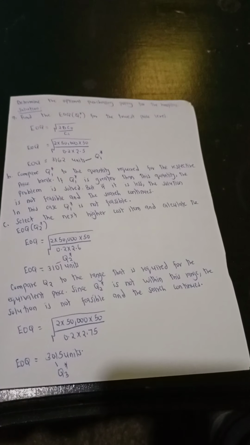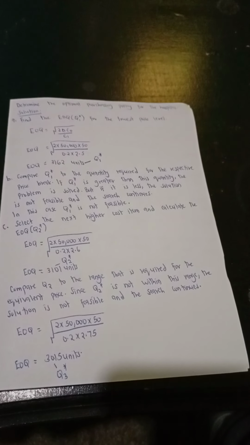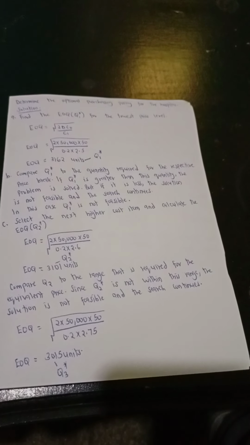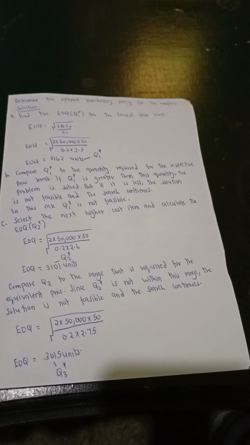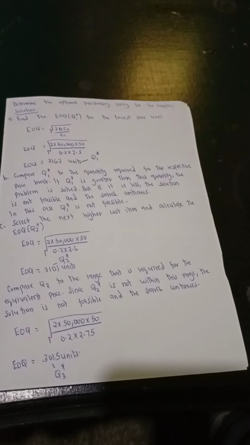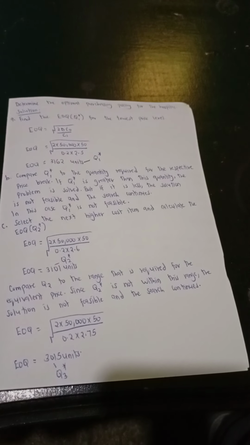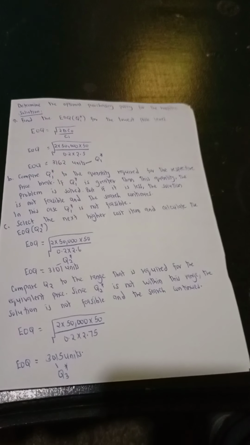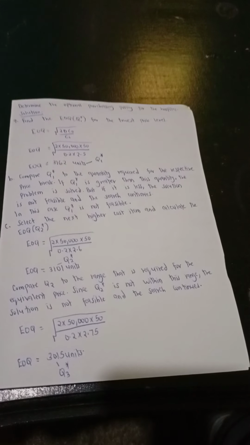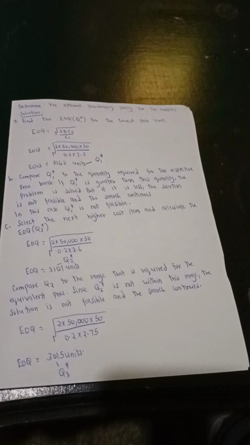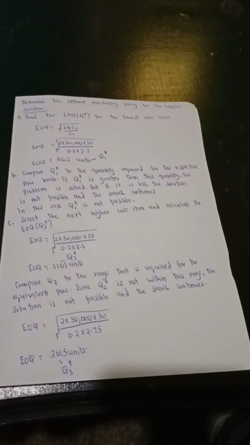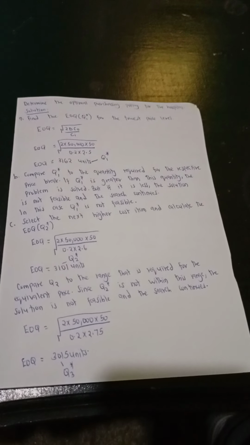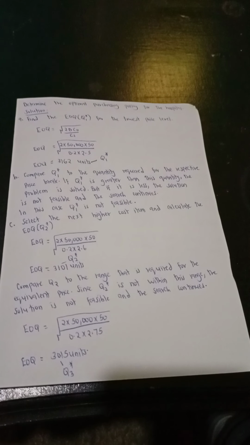So we have said that Q1 is 3162 units. In the question, we had been told that at a price of 2.5 per unit, the quantity was 10,000 and above. 3162 does not lie in that range, and that is why we are saying that it is not feasible. Then we go to the third point.